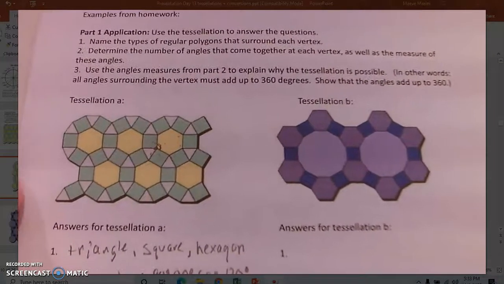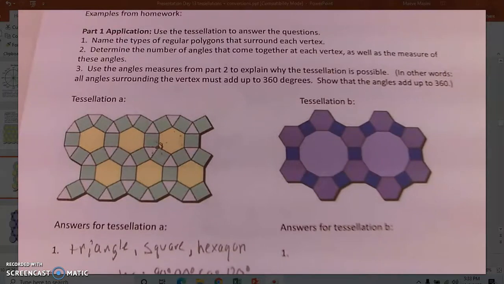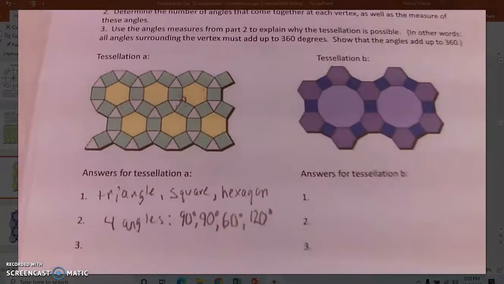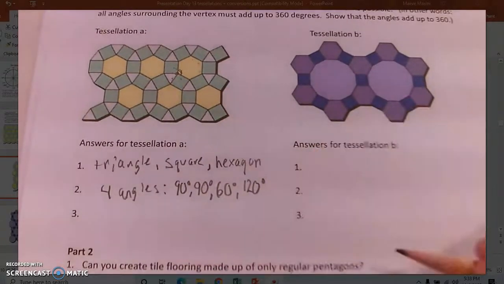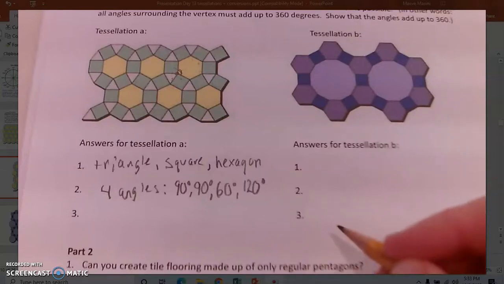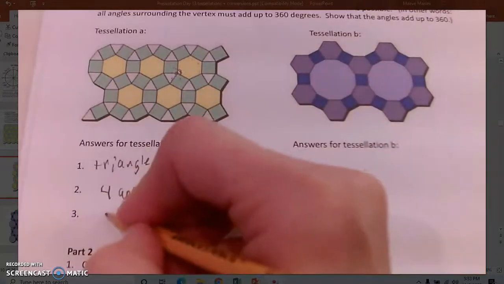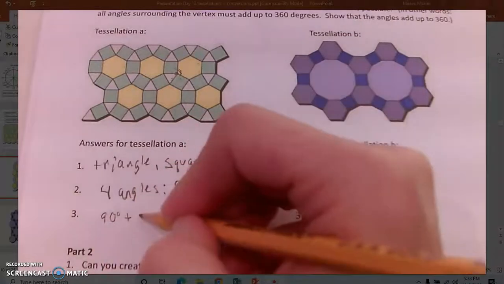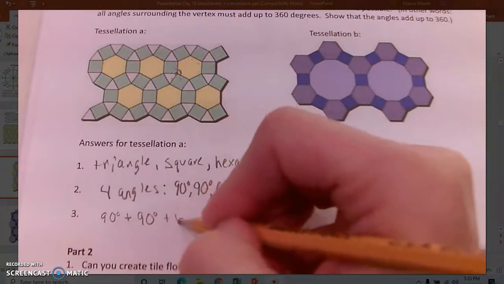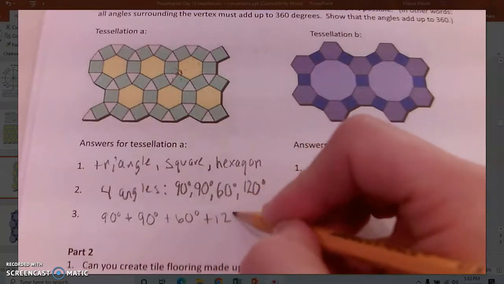Number 3 is asking, use the angle measures from part 2 to explain why the tessellation is possible. What is that asking me to do? It's saying prove to me that those angles are going to come together perfectly with no gaps or overlaps, and they will sum up to a perfect 360 degrees. So you're just going to simply write, I know that yes, this is a tessellation, and you're going to say 90 degrees plus 90 degrees plus 60 degrees plus 120, and you're going to confirm it.